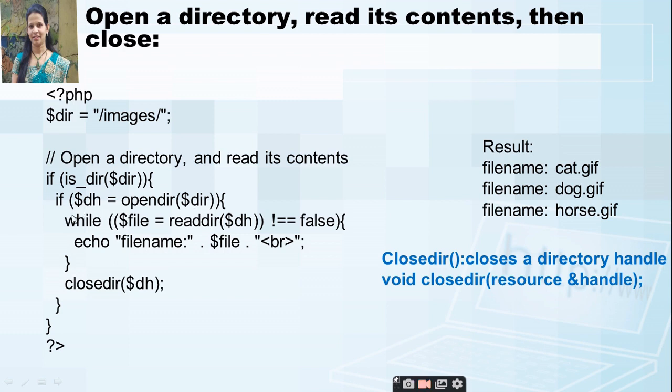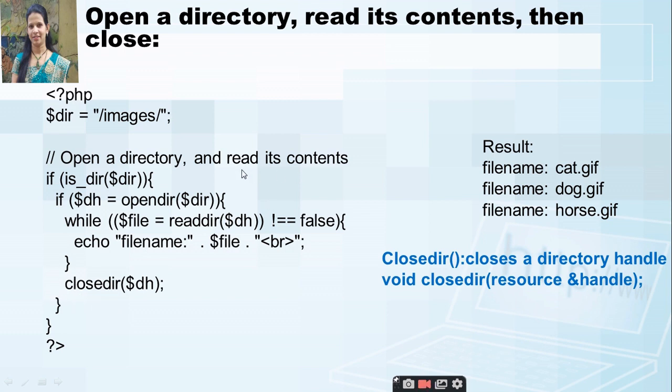While $file equals readdir, here we will read its content as long as content exists. Meaning $file = readdir($dh): by using the directory handle, the content will be stored inside the file variable, not equal to false. If it exists, then it returns the file name, otherwise it returns false. Then comes the closing of the while, then write closedir to close your directory, then the closing of the if, and then the closing of the main program.